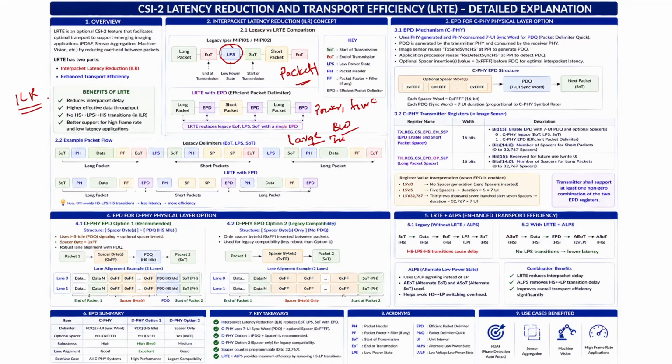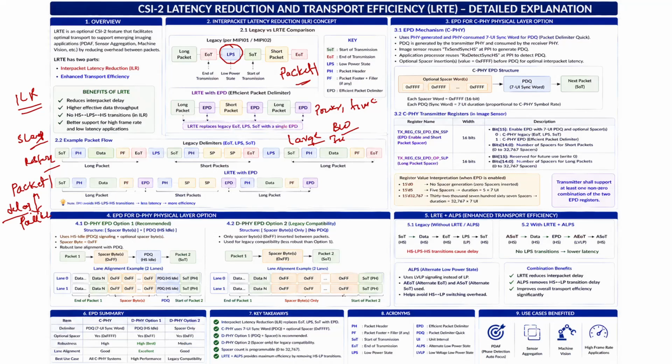Suppose you shut down your system. At that time, it will go to sleep mode, and then again you restart. All these things we are doing, and the same thing will be reduced by this interpacket latency reduction. It reduces the packet delays between one packet and another packet. Suppose I am transferring one packet, and another packet is also transferring. In between, there is a delay. That delay will be reduced. That is the interpacket delay.